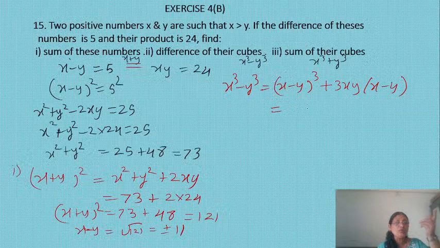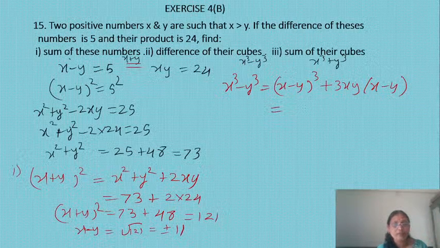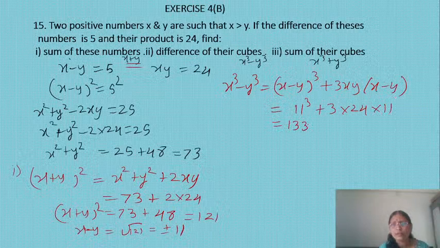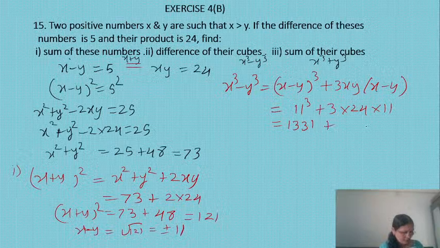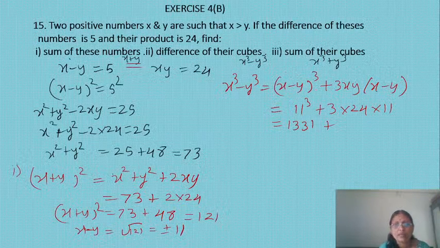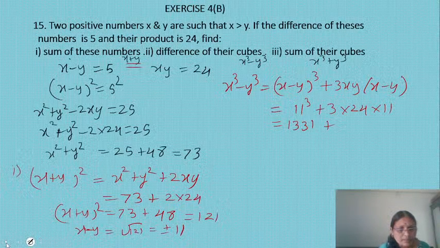So we will get the two values here. Okay, so if we take the value as plus 11, so 11 cube plus 3xy value is given as 24 and x minus y is 11. Come on, calculate this. 1 3 3, 1 is the cube of 1 and multiply this 3 into 24 into 11. What is that? 3 into 24 into 11. Oh, mistake. I am sorry. There is an eraser here.